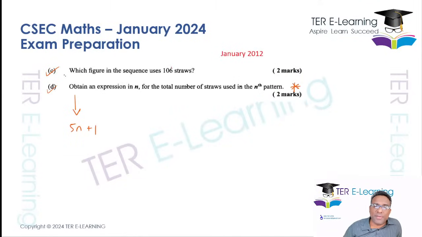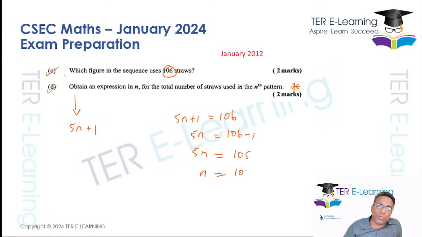Now, if we want to figure out which figure corresponds to 106 straws, all you need to do is put 5n plus 1 equal to 106. So therefore, 5n is equal to 106 minus 1. So 5n is equal to 105. So n is 105 over 5. So therefore, n is equal to 51. So your 51st figure corresponds to that, right?